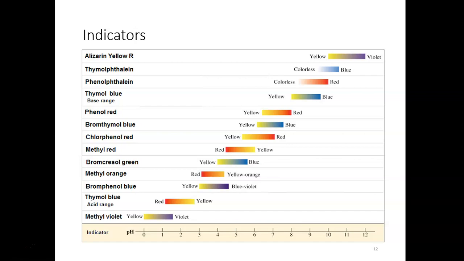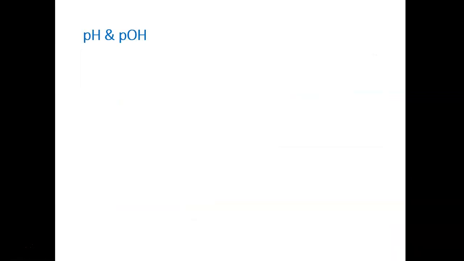That can be a little harder, right? Because there's that place in the middle where you're like, ooh, is that green? Is that blue? But colorless to red is really easy to see. All right, so let's talk about pH and something called pOH. I'm certain you've heard of pH before, but I'm not sure if you've learned about pOH, so we'll talk about that.